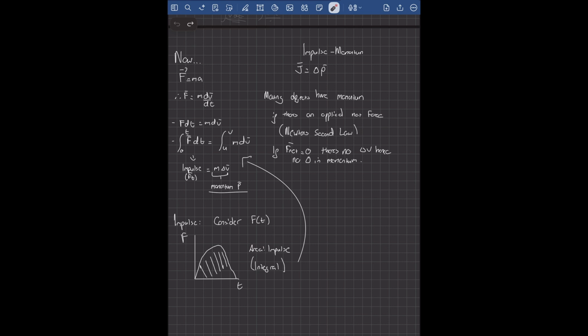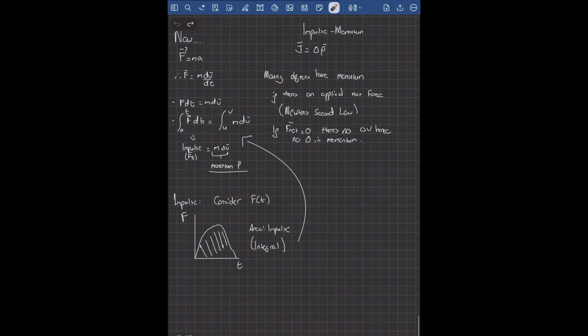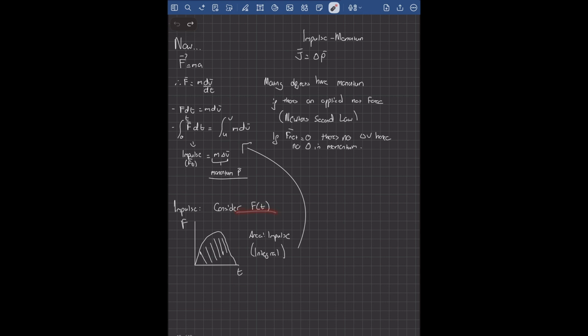However, if there's no net force applied on an object, then there's no change in velocity, hence there's no change in momentum. I'd like to just consider one more thing. If we have force as a function of time, if we draw the graph and calculate its area, we will get impulse, which is the same as integrating the function of force against time. Now we showed this concept before when we were deriving the equation. We saw that if we integrate force against time, we get impulse.